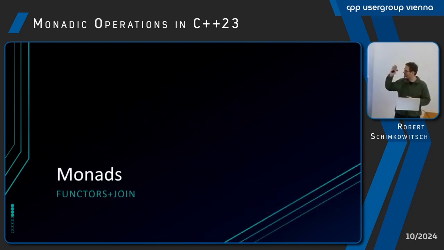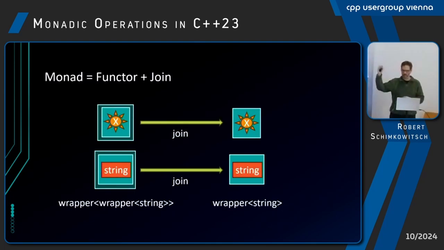So we have seen what functors are, and we need just one more thing to make them monads. Join. Join is an operation that unwraps one level of nesting. So if we have, let's say, a wrapper of a wrapper of string, through join, we can make it a wrapper of string.